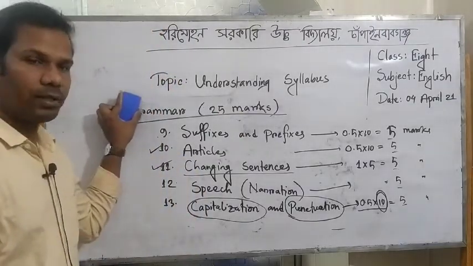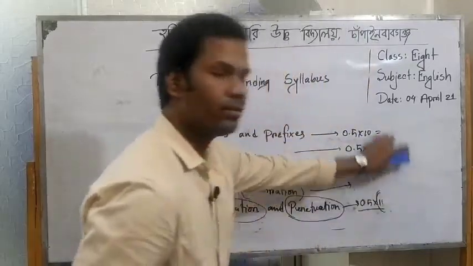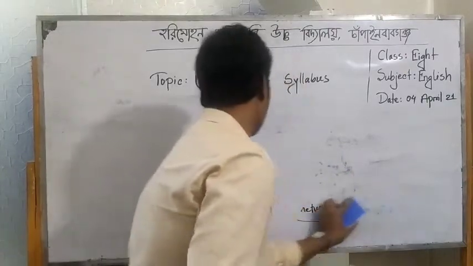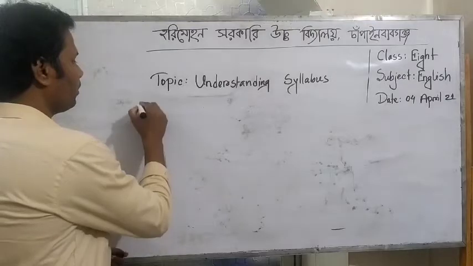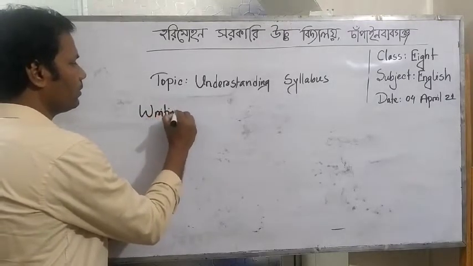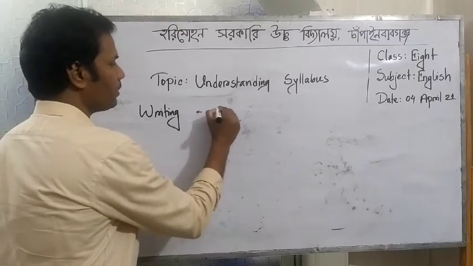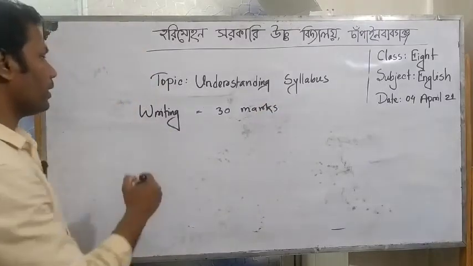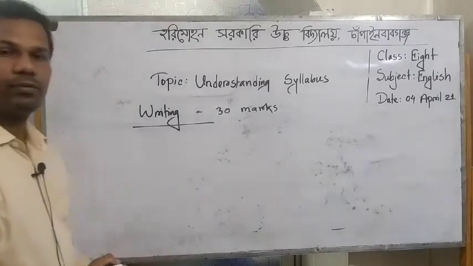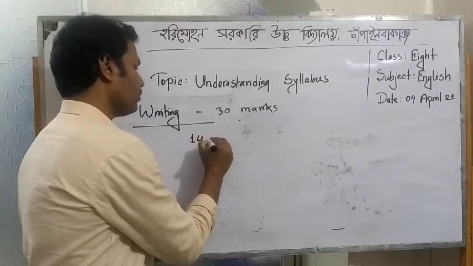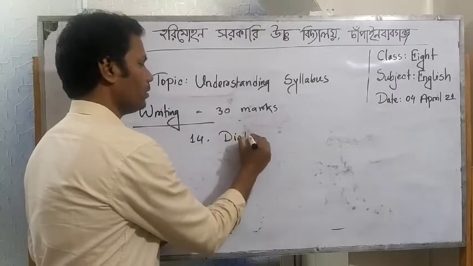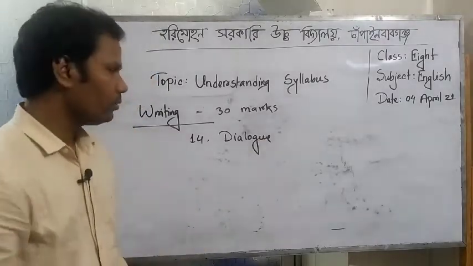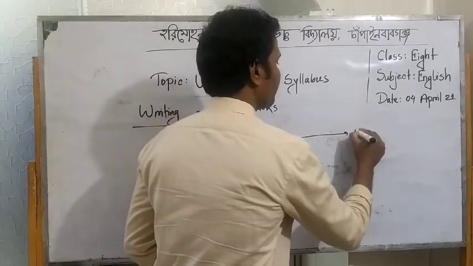Okay, let's have the last part of this syllabus, and it will be, of course, the writing part. What are the items for your writing? Let's have a look at it. Writing is 30 marks. What are the writing items? We have used number 13, so it will be number 14. Dialogue. First one is dialogue, and it carries 10 marks.